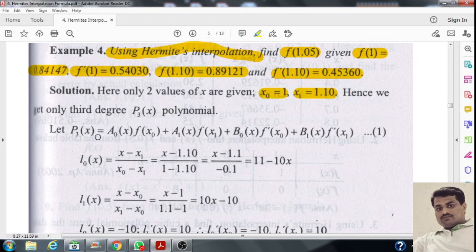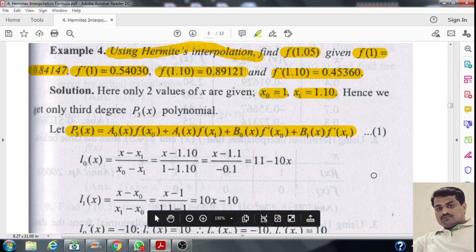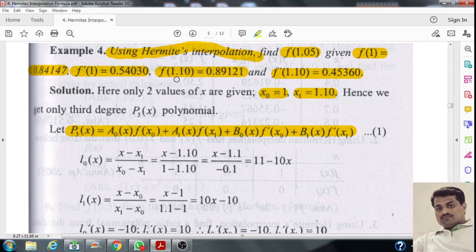Hence, according to the Hermite's interpolation formula, P3 of x is equal to A0 of x into f of x0 plus A1 of x into f of x1 plus B0 of x into f dash of x0 plus B1 of x into f dash of x1. Here f of x0, f of x1, f dash of x0, f dash of x1 are given in the table. Only the remaining part is to find A0, A1, B0, B1.